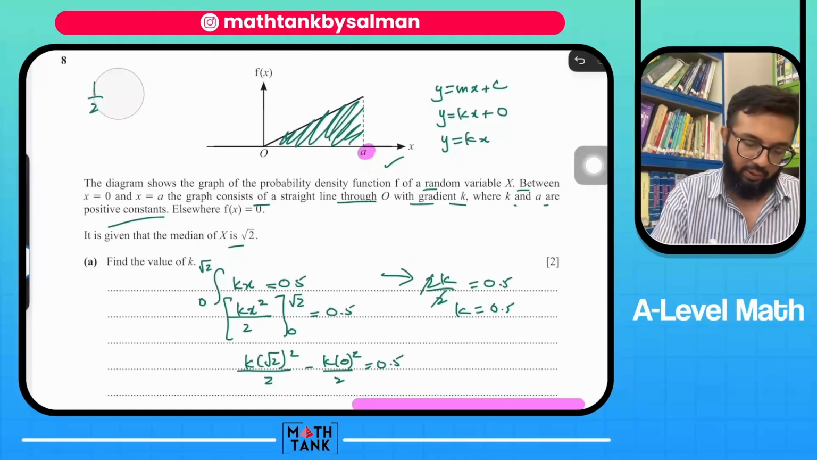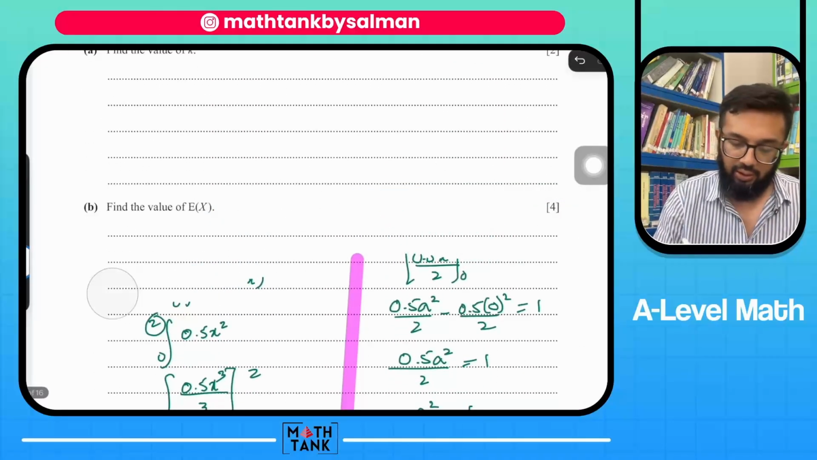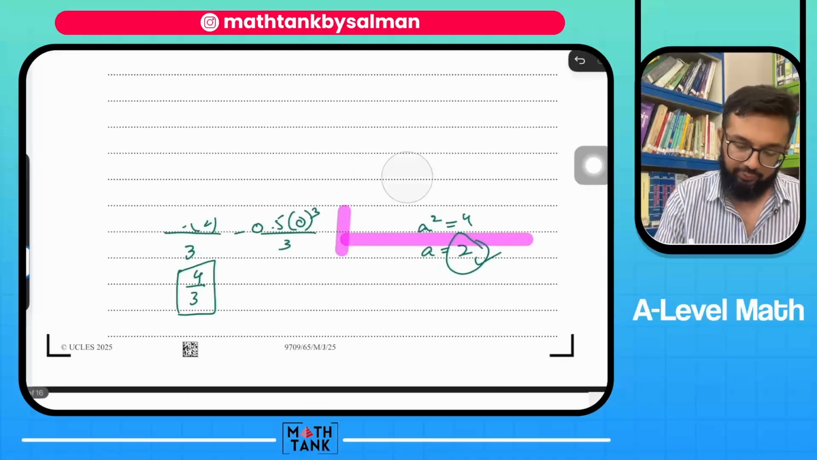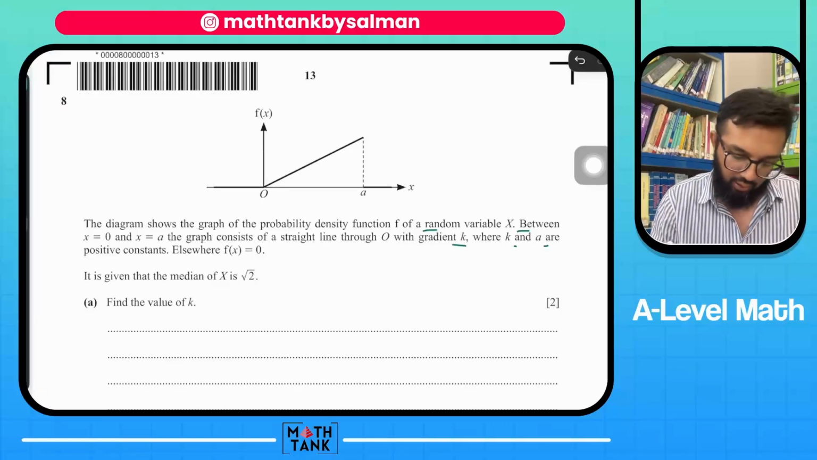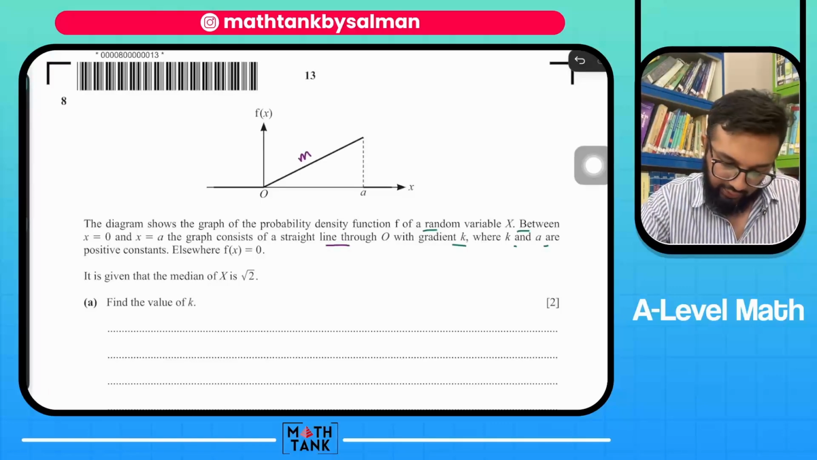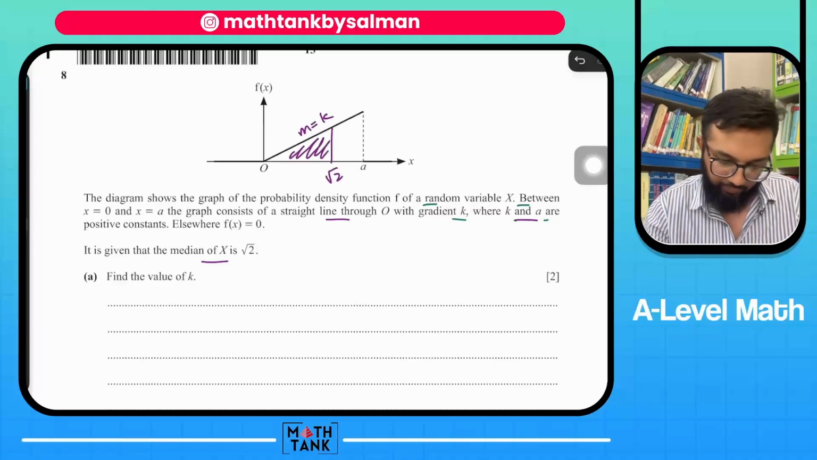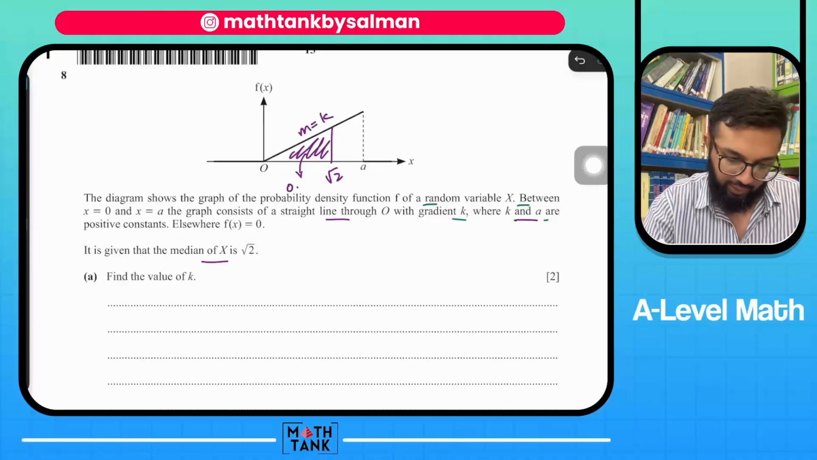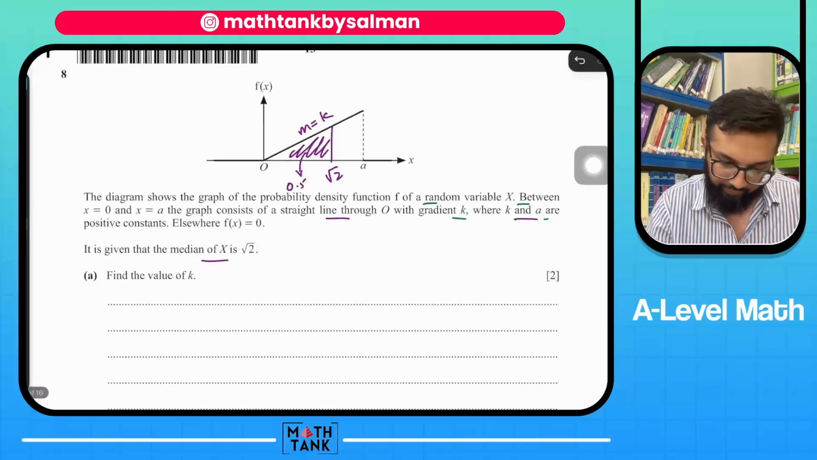Okay, let's quickly look at this last question. Again, I've done this for someone before, but I'm going to do it again and see. Okay, short question. Between x equals 0 and a the graph consists of a straight line with gradient k, where k and a are positive constants, elsewhere f of x equals 0. It is given that the median is root 2. So this area is then 0.5. Okay, find the value of k.